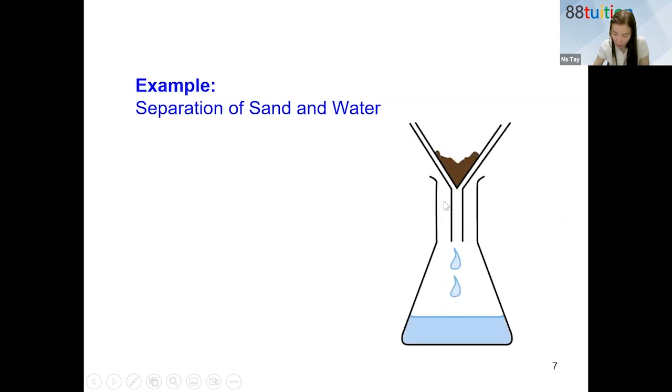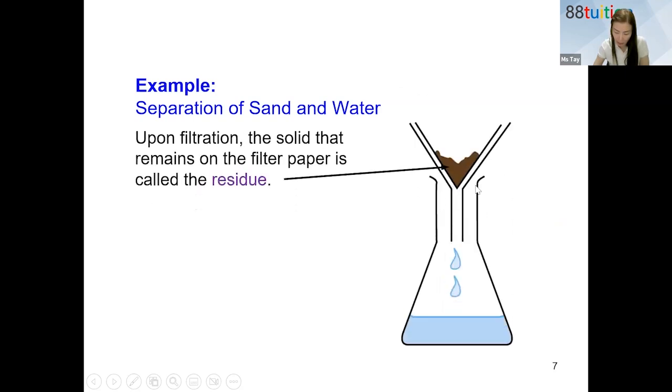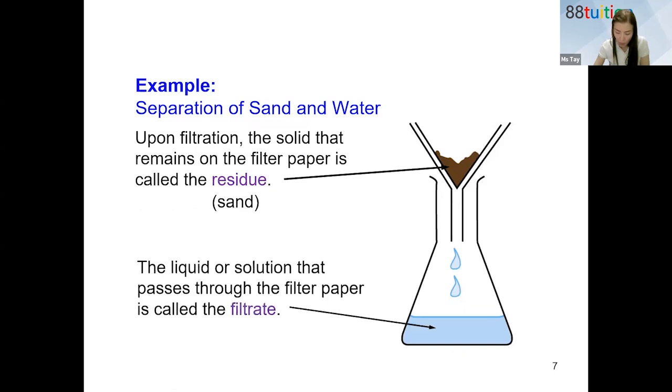Now, if I show you another diagram here, this is the example. You need to know this. The words in purple here, residue as well as filtrate, are important words. Whatever is trapped in the filter paper, we call the residue. In this particular example, sand is the residue. The liquid that passes through the filter paper, we call the filtrate.